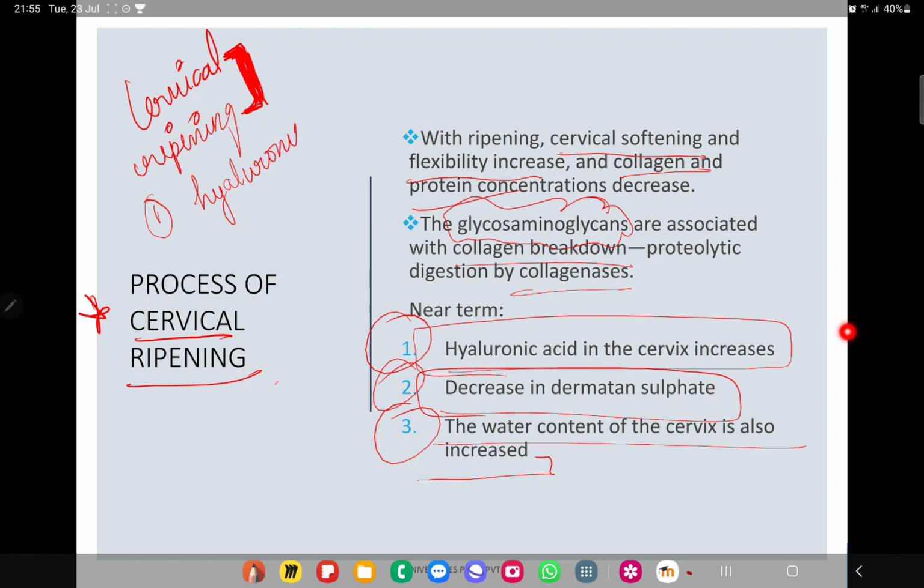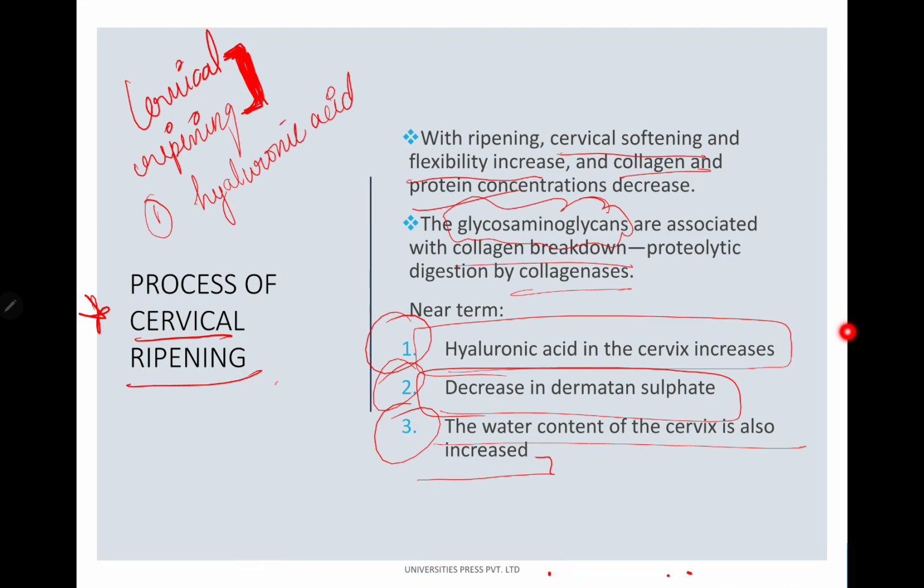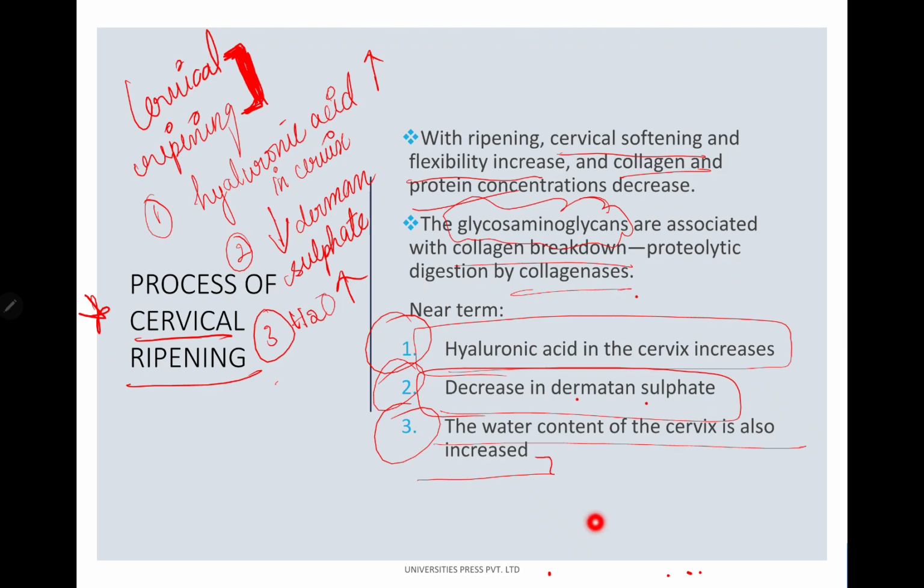the hyaluronic acid in the cervix is going to be increased. And number 2, there is a decrease in the dermatan sulfate. And number 3, the water content of the cervix is increased. So hyaluronic acid and water content will be increased, whereas dermatan sulfate will be decreased.